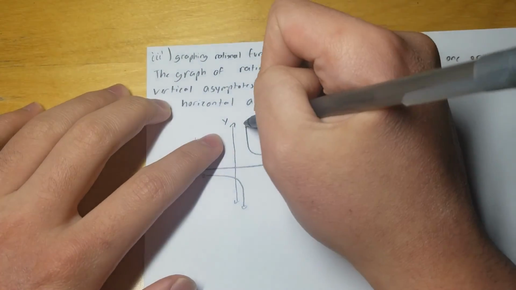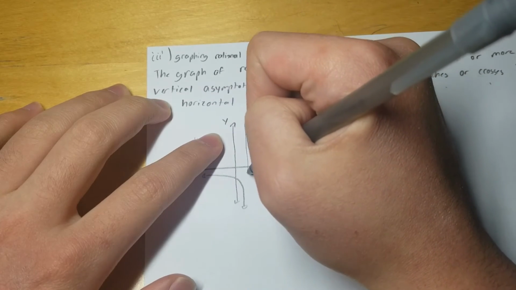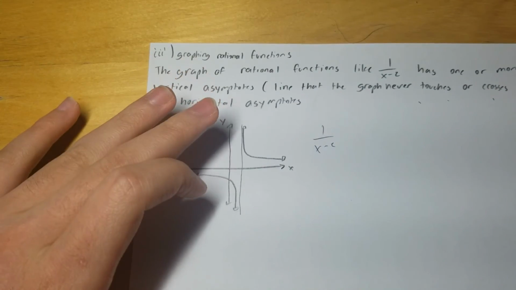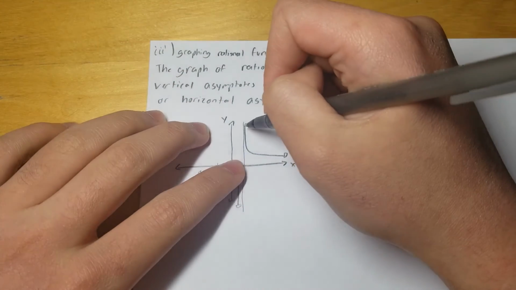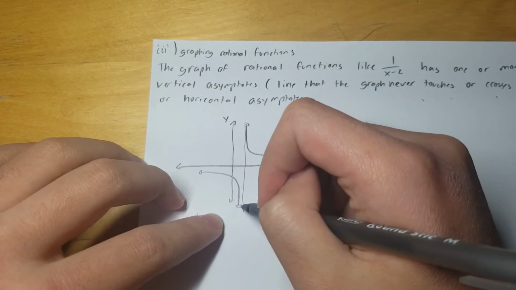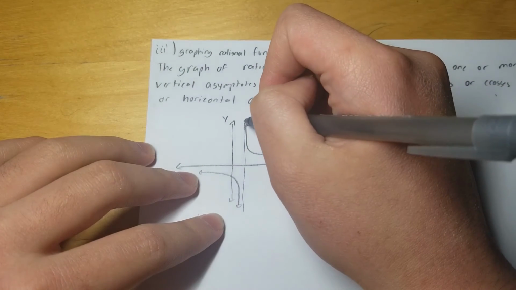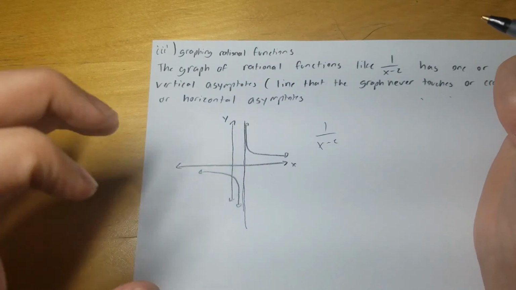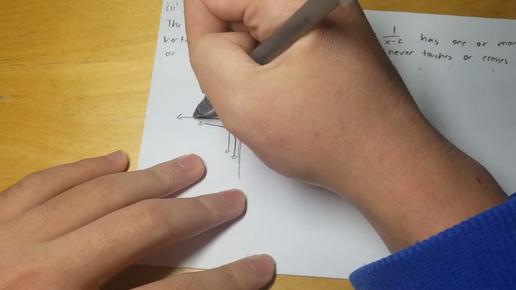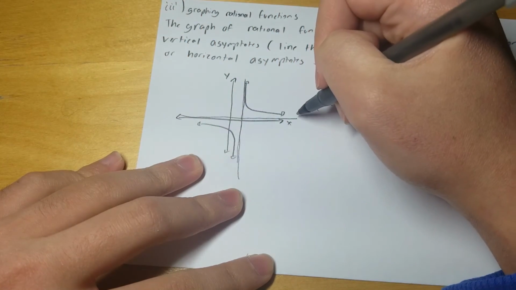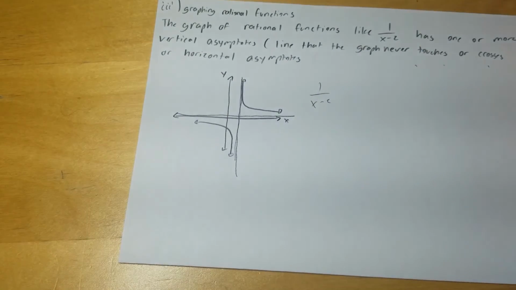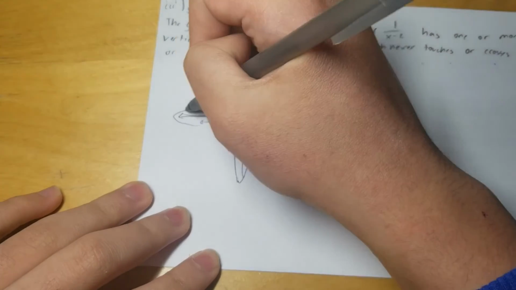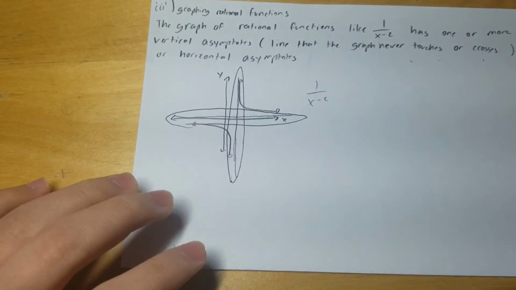Right here, it looks like a line that goes straight between. It looks like it's touching, but it does not. It never touches or crosses. No matter how infinitely this one goes up, or how infinitely this one goes down, it will never reach or touch this line. It may get really close, but it will never touch. Likewise for this horizontal asymptote. Forget my drawing of the graph, it's pretty bad, but you get the idea. The one that goes up and down is a vertical asymptote, and right here, it's called a horizontal asymptote.